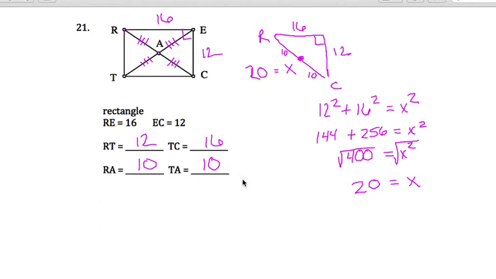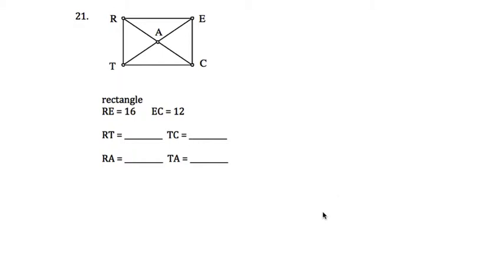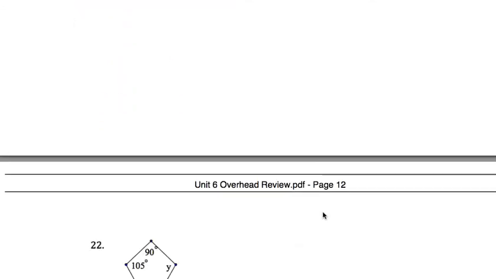So your best friend with rectangles and rhombus and squares and anything with a right angle, because kites have them too, remember, is the Pythagorean theorem. So if you ever find yourself stuck, my suggestion is try and use the Pythagorean theorem.